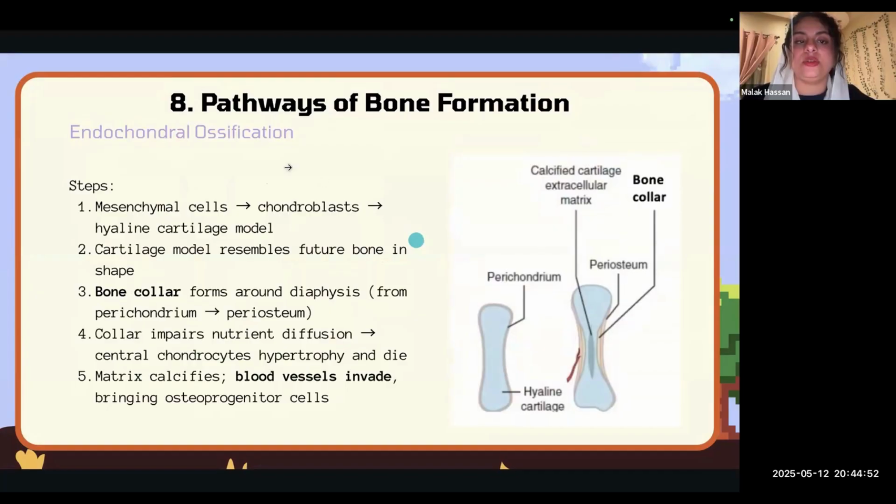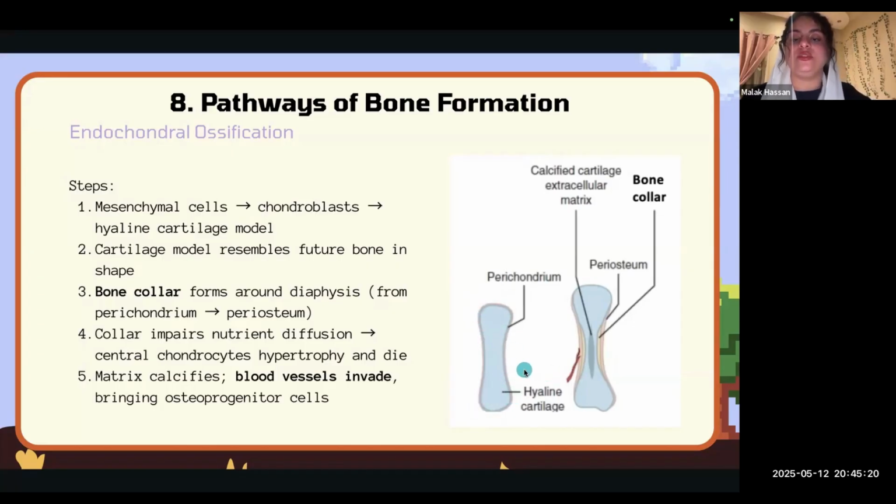Now, let's talk about endochondral ossification. This is the one that people usually find more confusing. What happens is that you start with mesenchymal cells, okay? Instead of turning into osteoblasts, they turn into chondroblasts, okay? And they're going to form a hyaline cartilage model. So here you start with a hyaline cartilage model, and it looks kind of like the bone that it's going to form in the future.